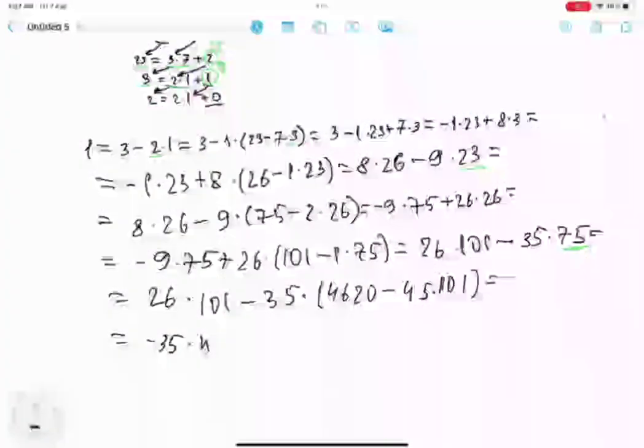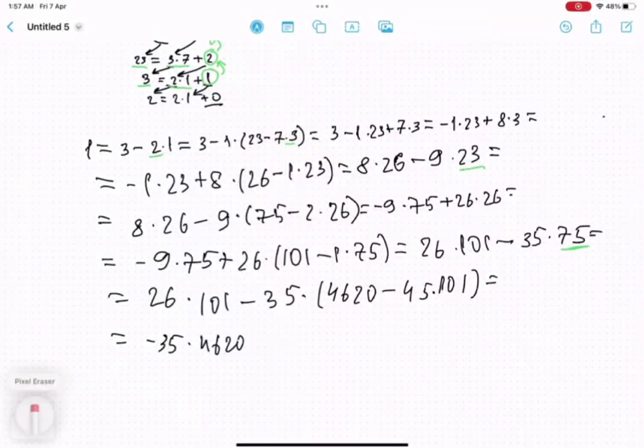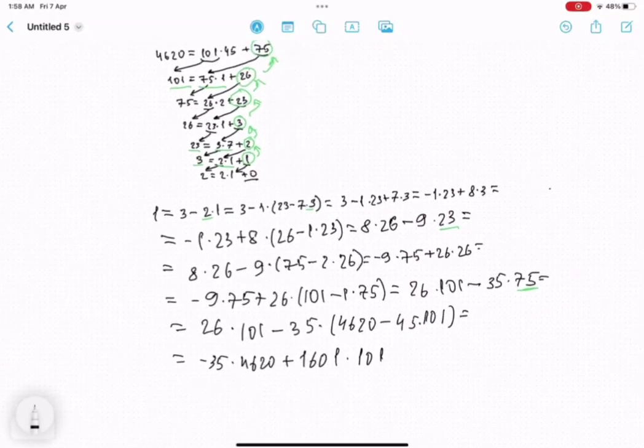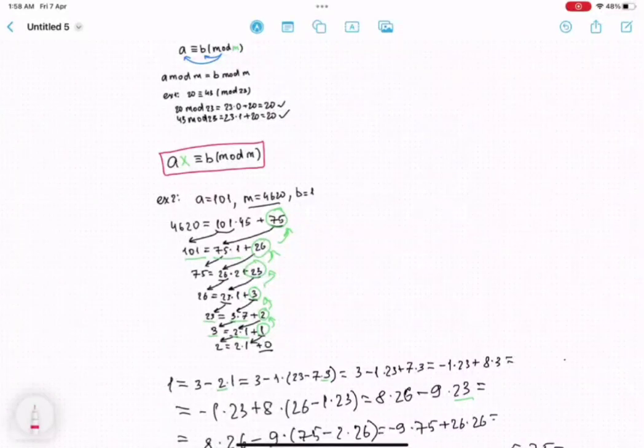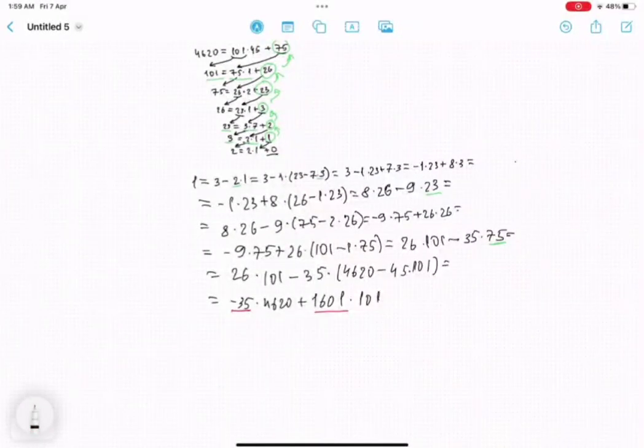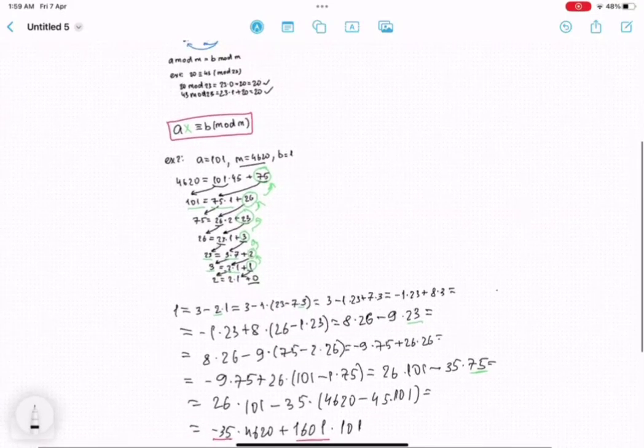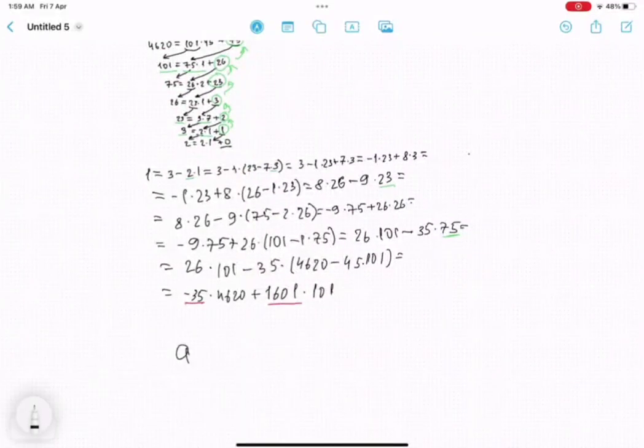So, open braces. So, we have minus 35 times 4620 plus 1601 times 101. So that's why we needed those multipliers. We don't need to multiply those things because we just need these numbers: minus 35 and 1601. Here we don't have an upper level, so we should finish here. The inverse of our a, in this case 101, is 1601.